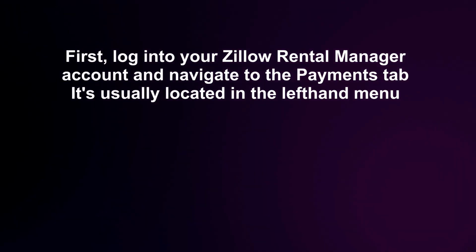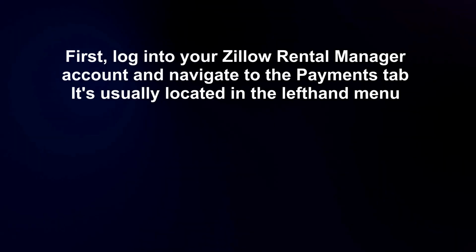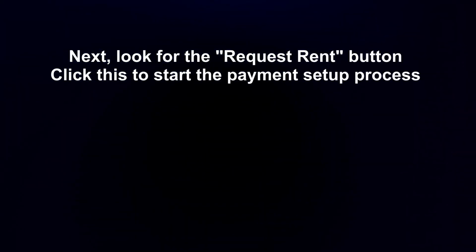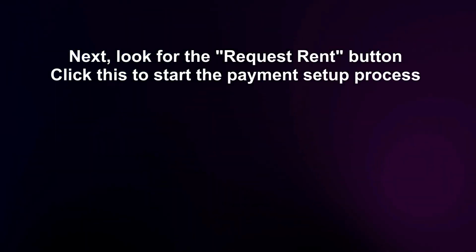First, log into your Zillow Rental Manager account and navigate to the Payments tab. It's usually located in the left-hand menu. Next, look for the Request Rent button. Click this to start the payment setup process.